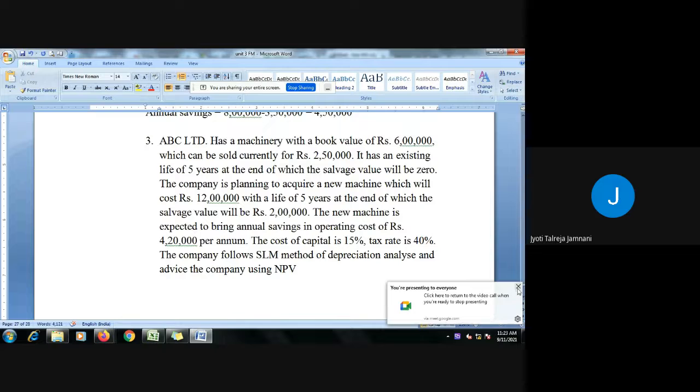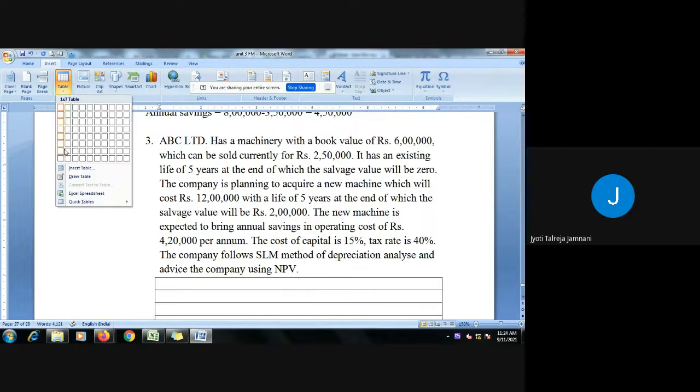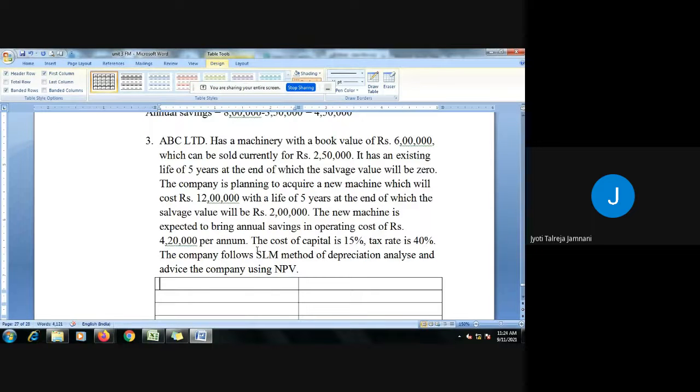ABC Limited has a machinery with a book value of rupees 6 lakh. So similar way, first what we do is we write what is given. Okay, so there is an old machine and there's a new machine. ABC Limited has a machine with a book value of rupees 6 lakh. So the old machine's book value they've given.